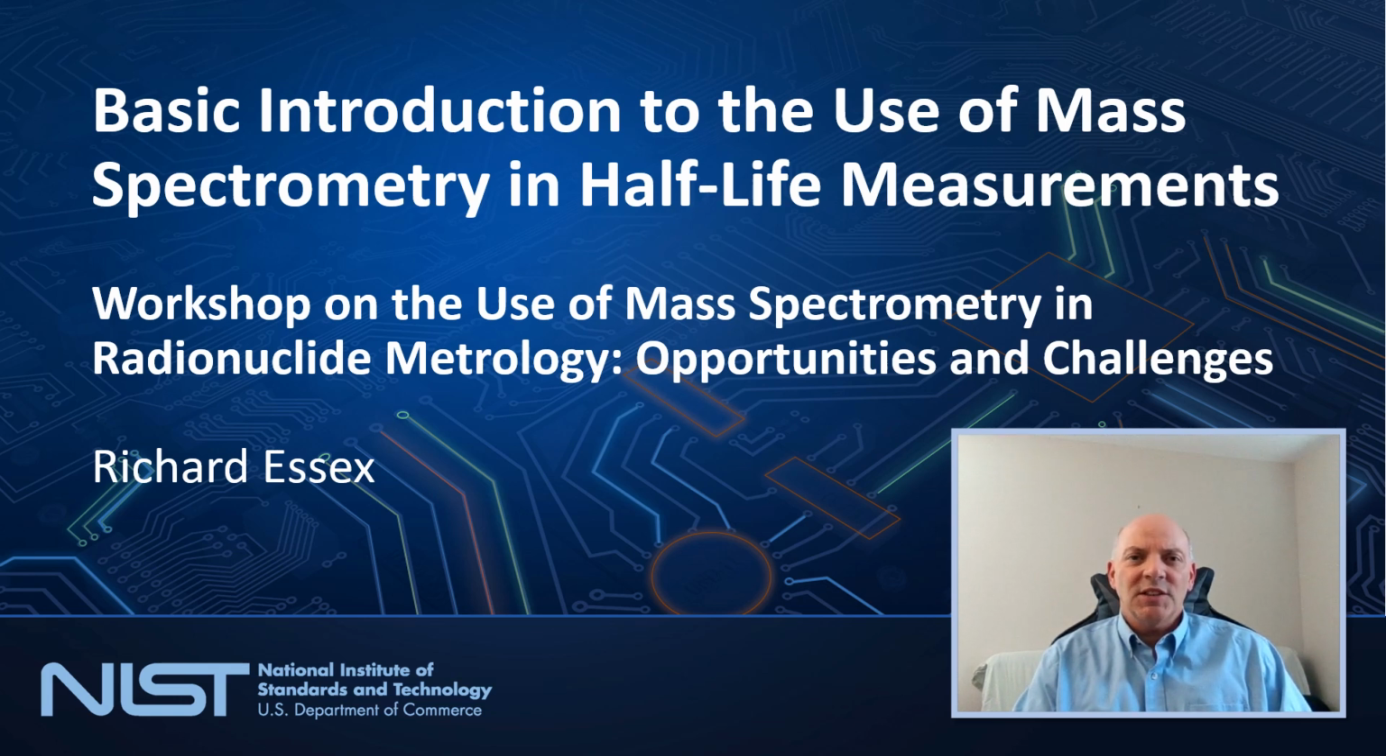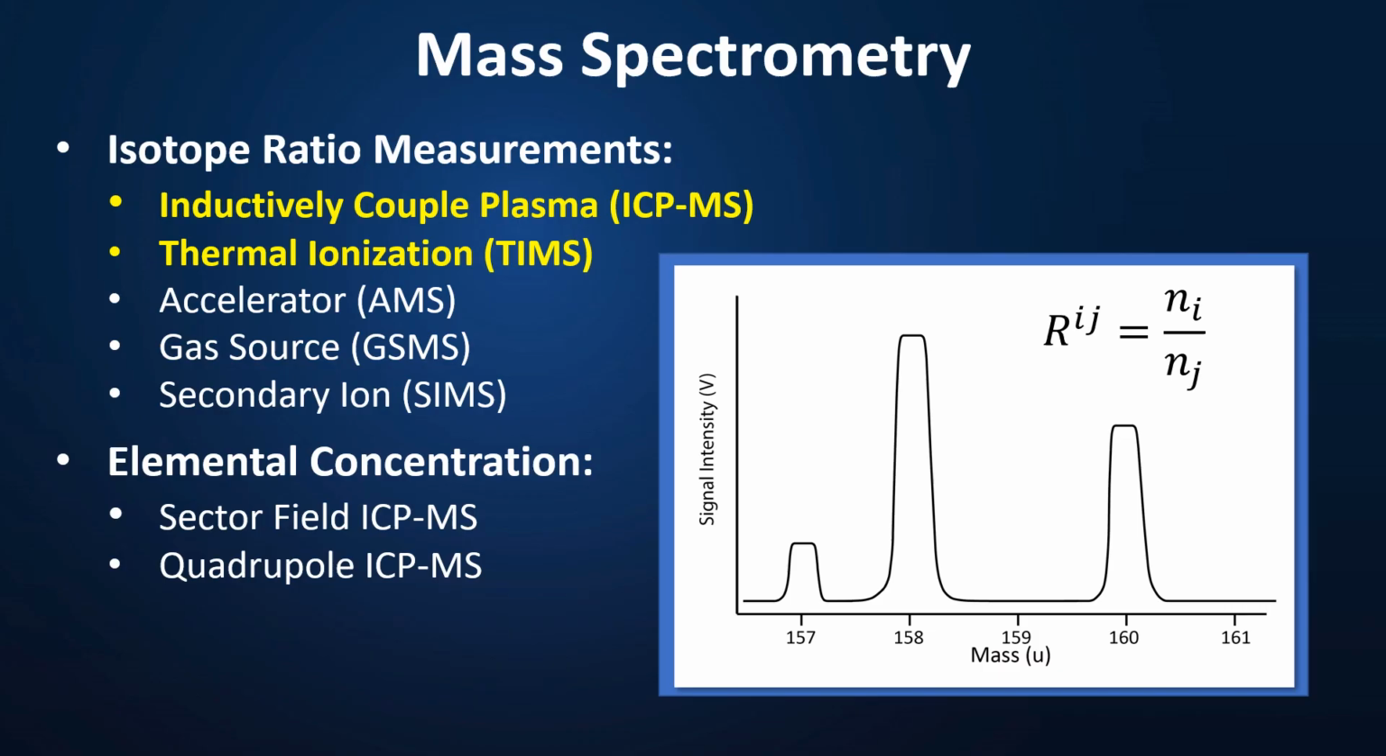For the short presentation today, I'm going to discuss the use of mass spectrometry as an important tool for determining half-lives of radionuclides. For the purposes of this presentation, when I say mass spectrometry, I generally mean isotope ratio mass spectrometry. For most cases, these would be measurement results from multi-collector thermal ionization mass spectrometers or inductively coupled plasma mass spectrometers.